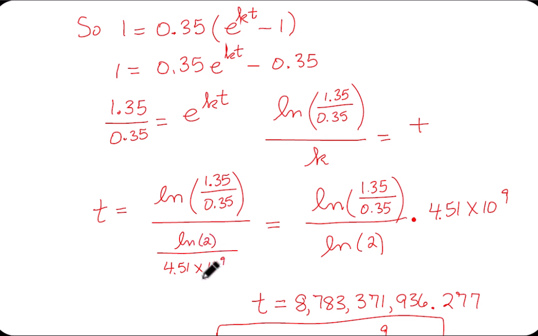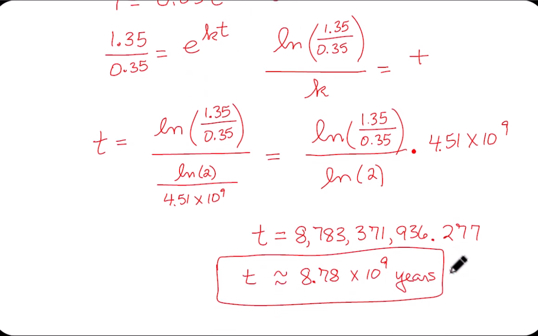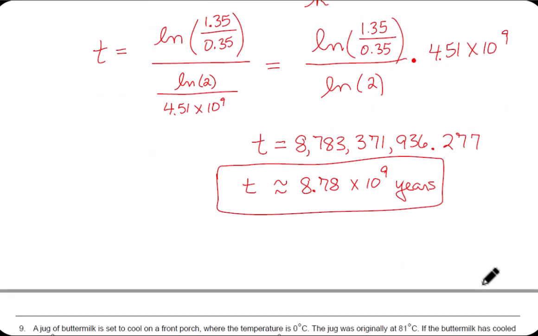All right, so this one will flip. It's up on the top. So now I've got this number times ln divided by the natural log of 2. And so we get 8.78 times 10 to the ninth years. So kind of a tricky problem with the wording.